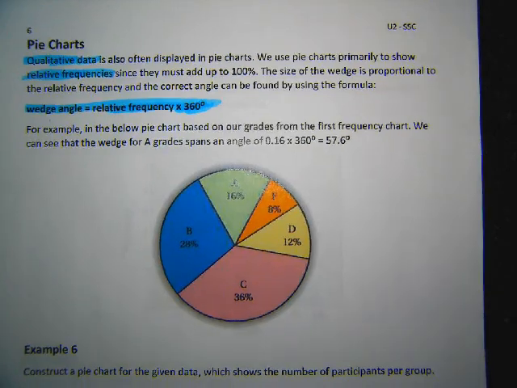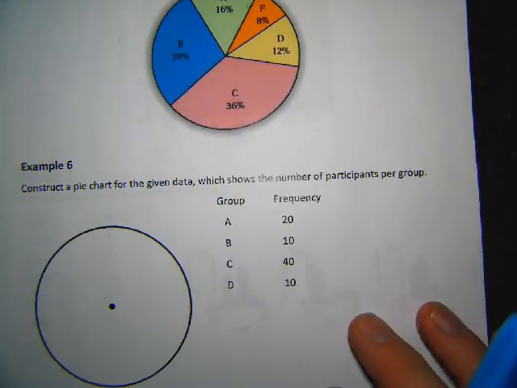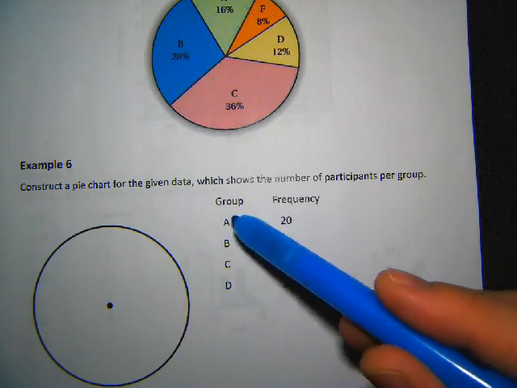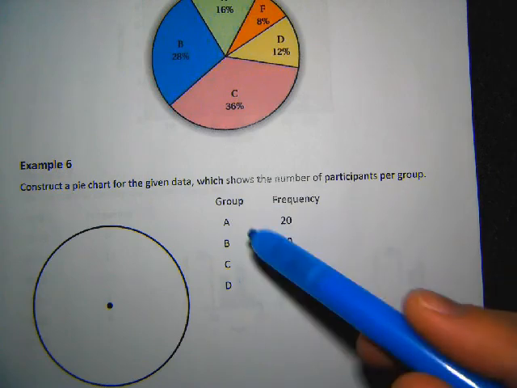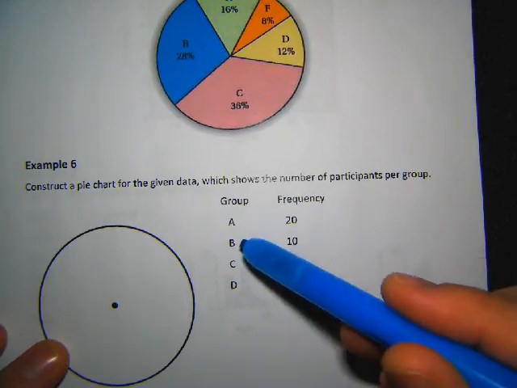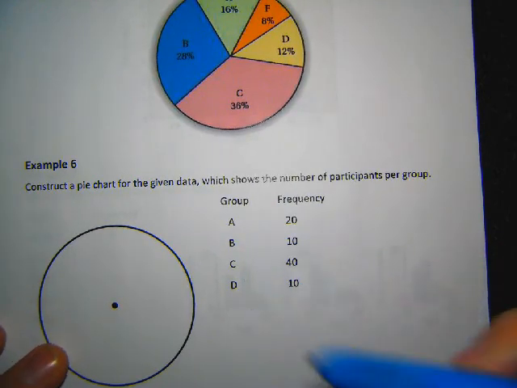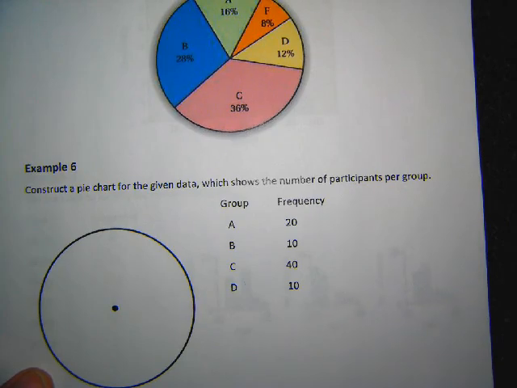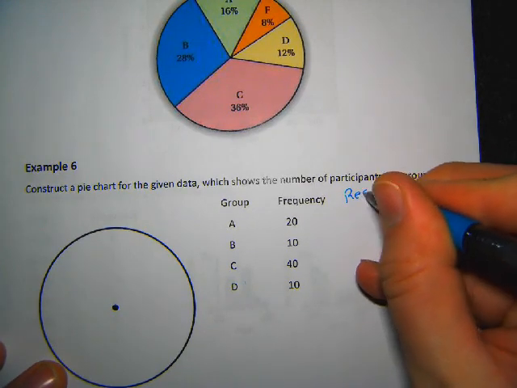Now, we're going to make our own pie chart right here real quick. This is data where I have 4 different groups, qualitative because there are groups labeled A, B, C, D, and then the frequencies for each group. So 20 in A, 10 in B, 40 in C, 10 in D. To do this, we do need relative frequencies.